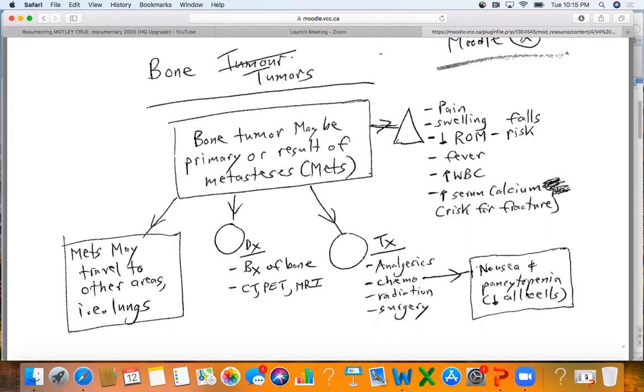Pancytopenia, as we'll talk about in a later unit, is a decrease in all cells. This is the problem with chemotherapy. As necessary as it is, it causes a decrease in all cells of the body. This has its own problems, which we'll talk about later.